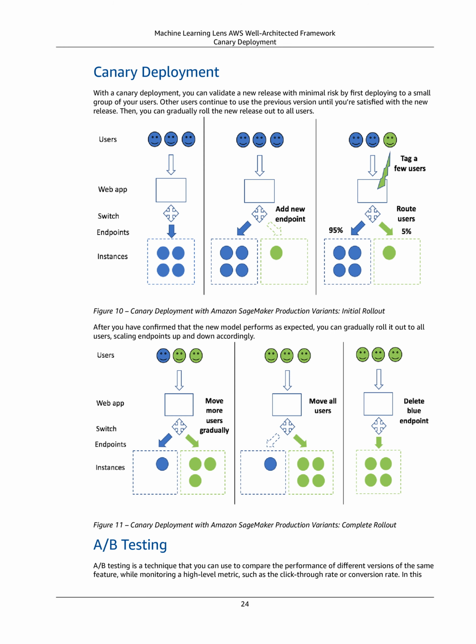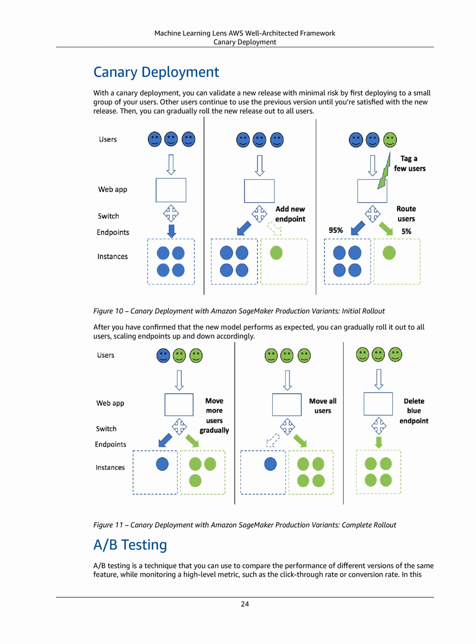Canary deployment. With a canary deployment, you can validate a new release with minimal risk by first deploying to a small group of your users. Other users continue to use the previous version until you're satisfied with the new release. Then, you can gradually roll the new release out to all users. After you have confirmed that the new model performs as expected, you can gradually roll it out to all users, scaling endpoints up and down accordingly.